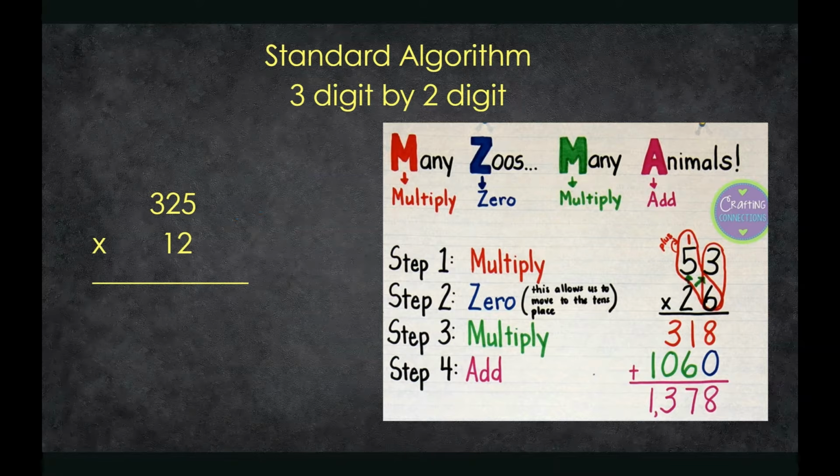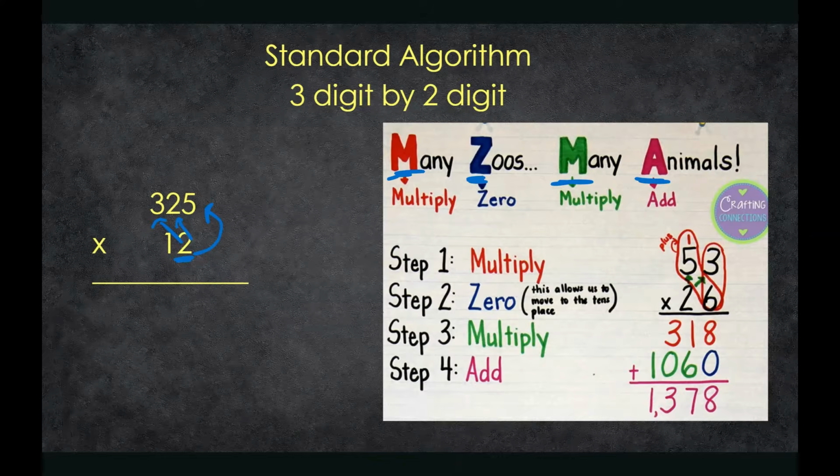So now let's go ahead and take a look at our standard algorithm. In standard algorithm, we're going to be using a mnemonic device, many zoos, many animals. The first letter in each of these words is going to stand for a step that we are going to do when multiplying, okay? So in the first step where it says multiply, we're going to do exactly what we did last time. We are going to take this ones place and distribute it to all the other place values in our number above, okay?